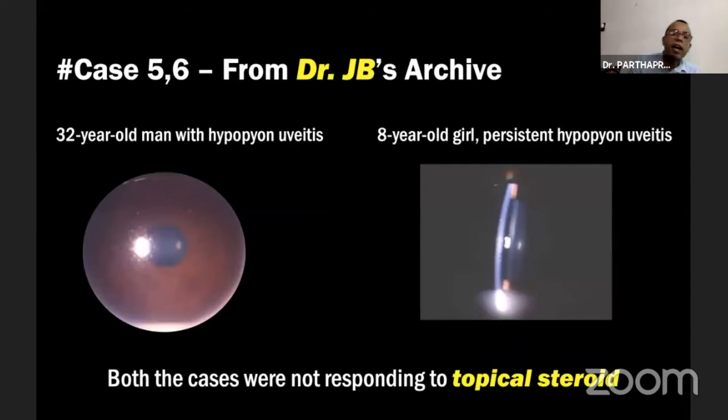So this is case 5 and 6. This is from JV Sir's archive. Perhaps it's so old that I may not have joined ophthalmology when Sir managed these cases. The first one is a 32-year-old man with hypopyon uveitis, and the second was an 8-year-old girl with persistent hypopyon uveitis. Both cases were not responding to the topical steroid and cycloplegic he was prescribing.